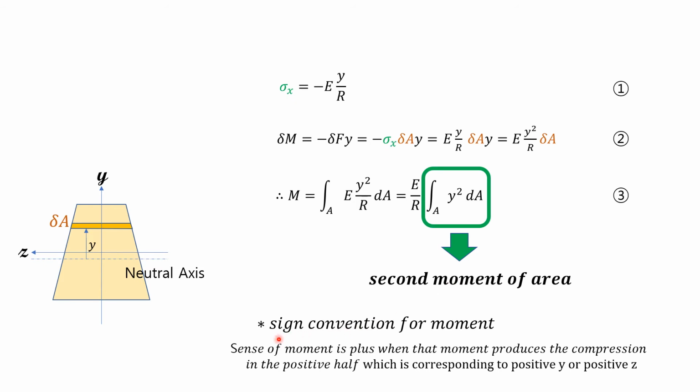Let me explain the sign convention for moment. Sense of moment is plus when that moment produces the compression in the positive half, which is corresponding to the positive y or the positive z. Therefore, moment M is plus in the sagging and minus in hogging deformation.